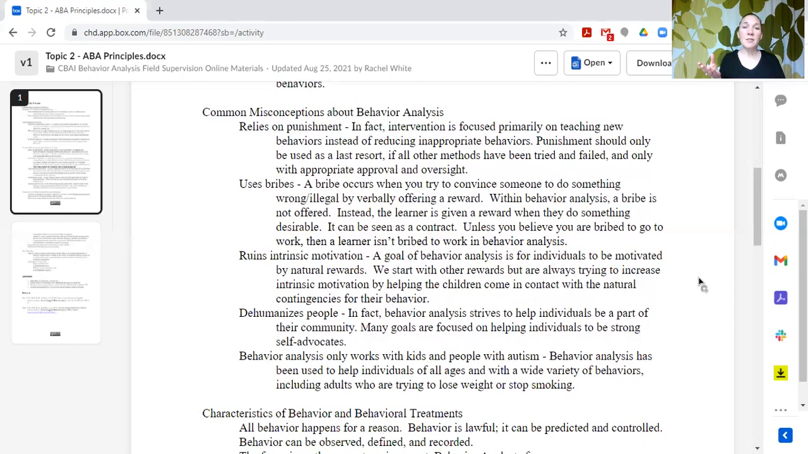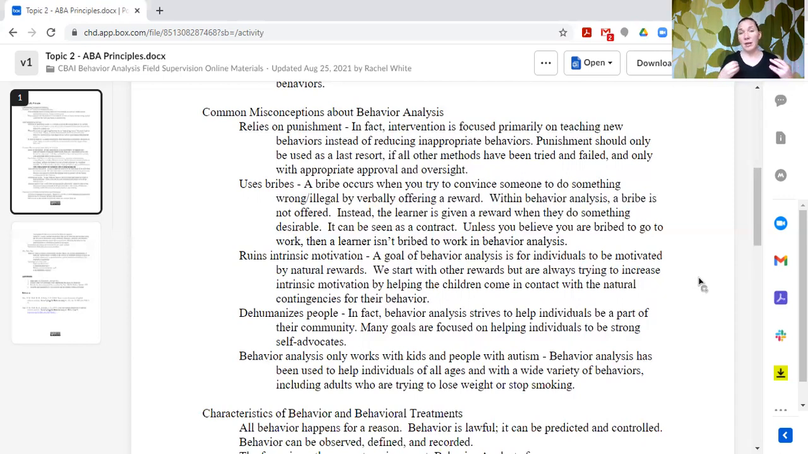Our police officers and our laws are based around fines and penalties if you break the law. So there's a lot of punishment happening in the world. Our job is to actually change behavior without using those common punishment strategies that the world relies upon.